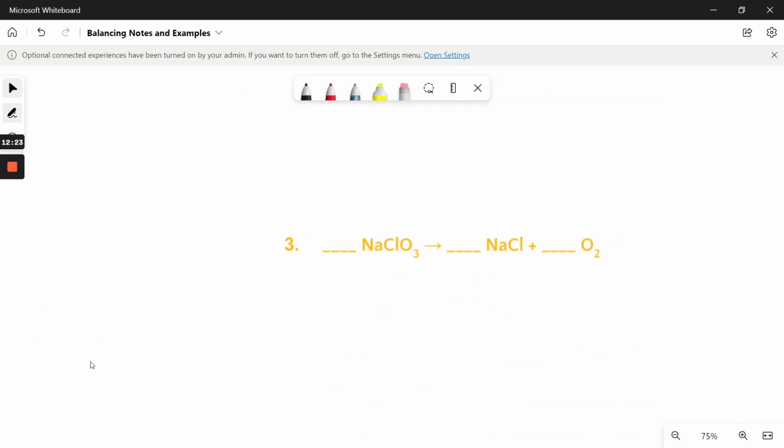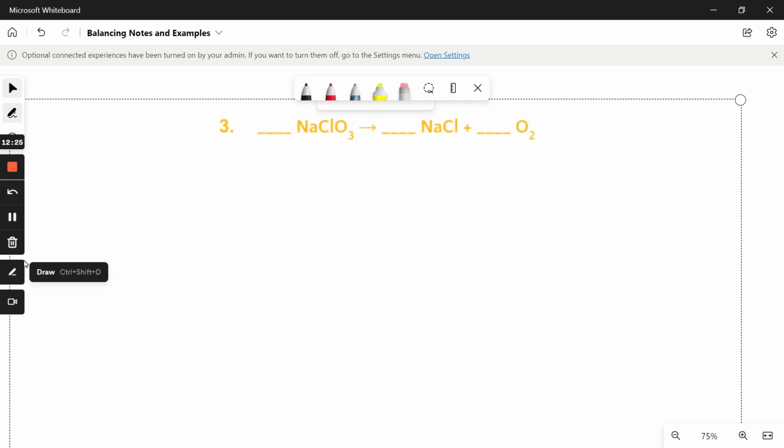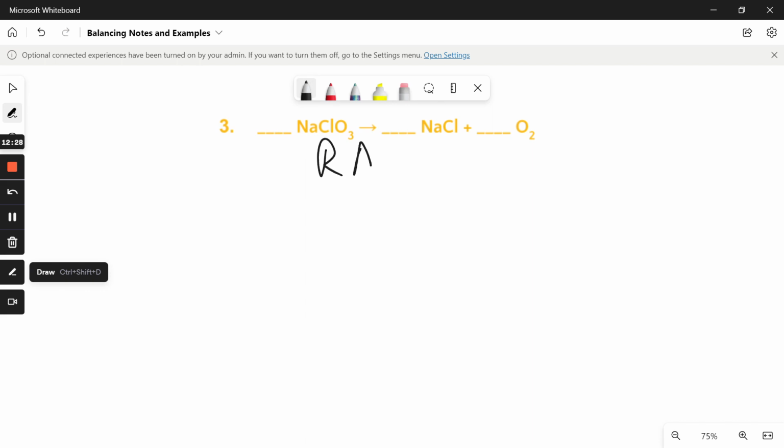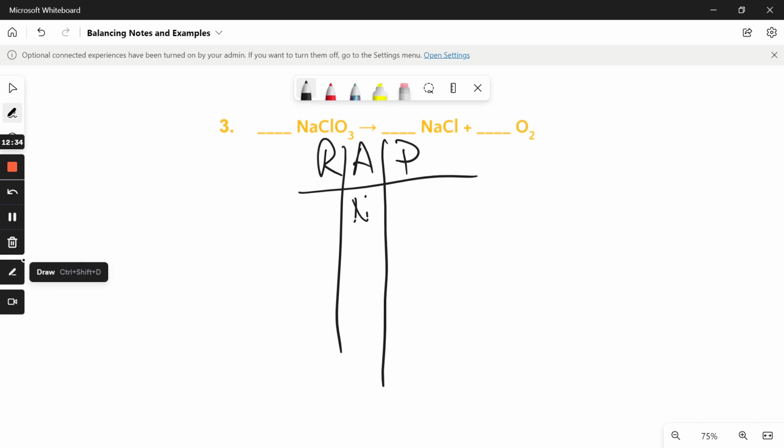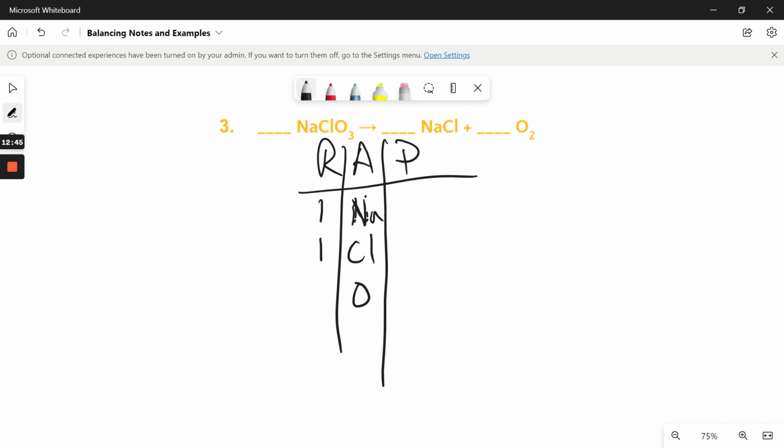Got down here somewhere. There's our third example. I'm going to go ahead and set up my wrap table real quick. Okay. NaCl and O. So reactant side, I have 1 Na, 1 Cl, 3 O. Product side, 1 Na, 1 Cl, and 2 O's. Okay, so now I notice my sodium is balanced, my chlorine is balanced, but my oxygen here is not. I have 3 on one side and 2 on the other.